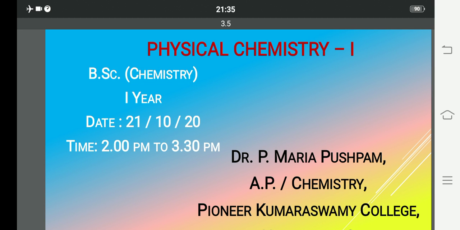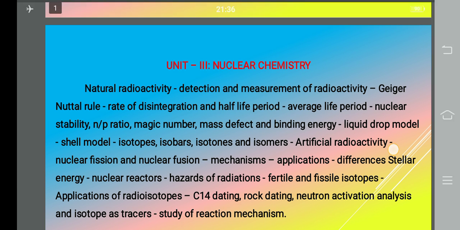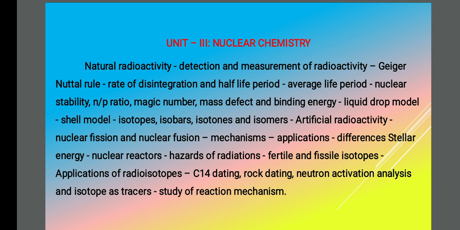This is Marie Pushpam, and in the last classes, we have been seeing about nuclear stability. Speaking about nuclear stability, different terminologies are there. First one is N/P ratio, then mass defect, and finally binding energy. In the last class, we have seen the first two things, that is the N by P ratio as well as mass defect.